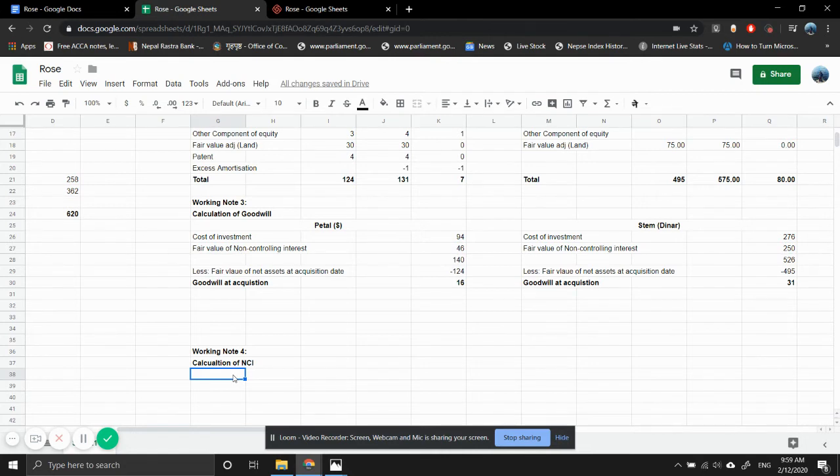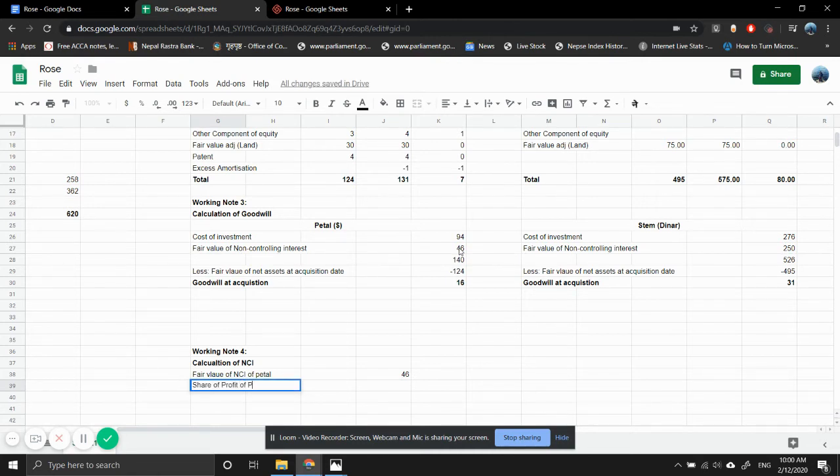In case of NCI, what we basically need to find out is the fair value of NCI of petal, right? First of all, petal's NCI is this figure, and then the fair value of NCI of stem. So let's just do everything for petal first of all.